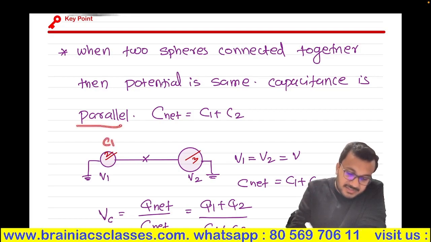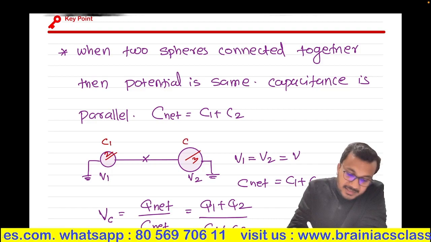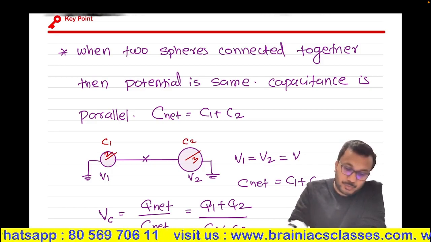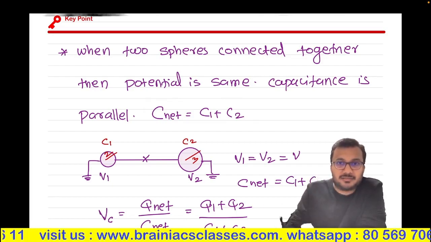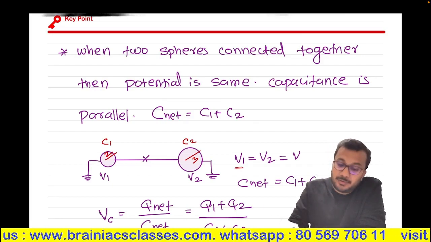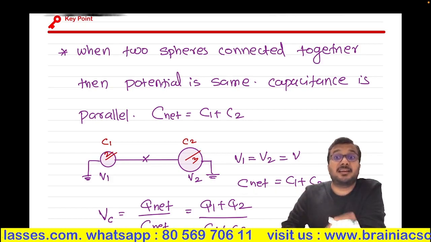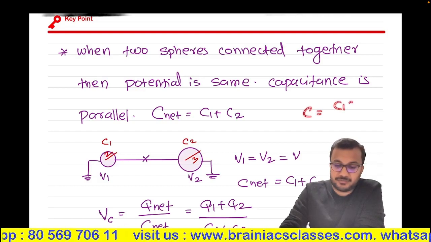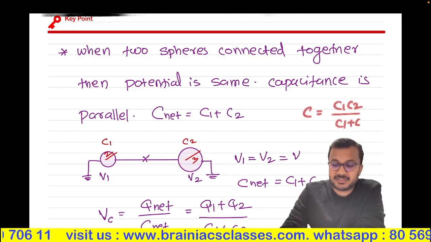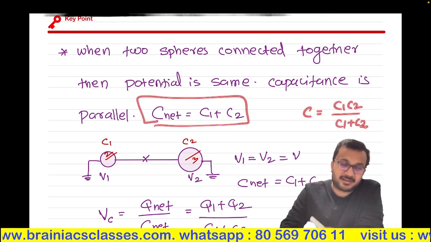If the capacitances are C1 and C2, then C1 plus C2 is the net capacitance. The voltage is the same: V1 equals V2 equals V, because they are connected. The capacitances are in parallel, not series. The series capacitance formula is C1 C2 divided by C1 plus C2, but that is not required here because this is a parallel connection.